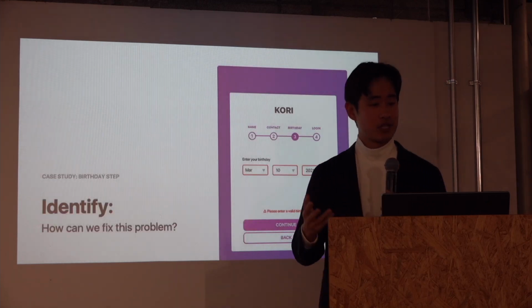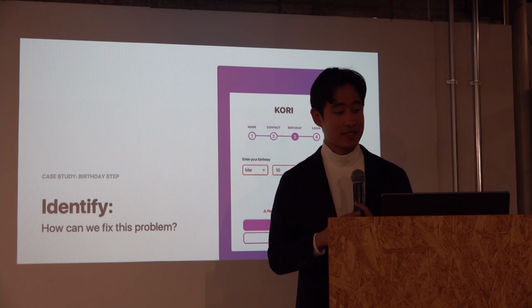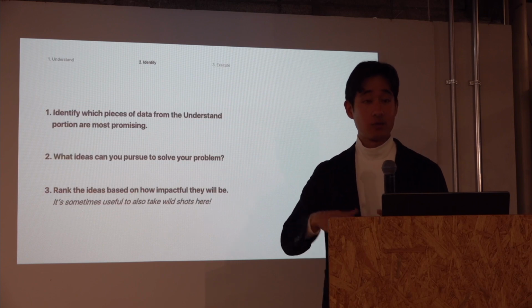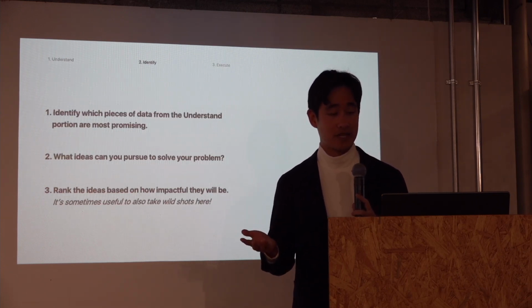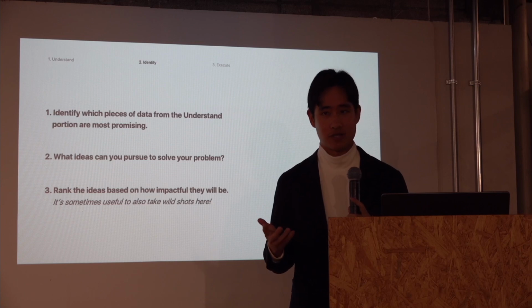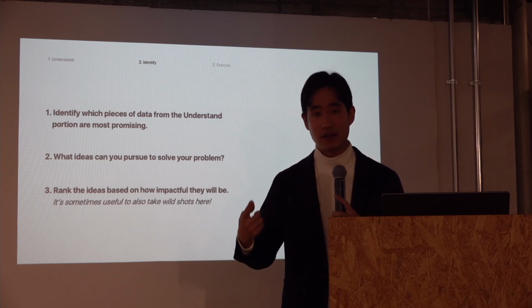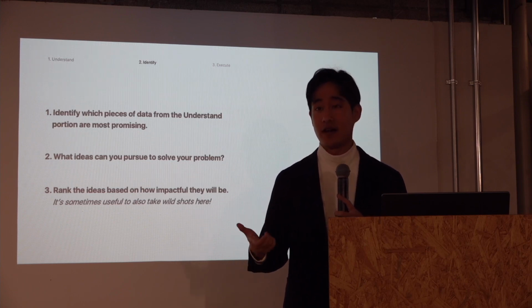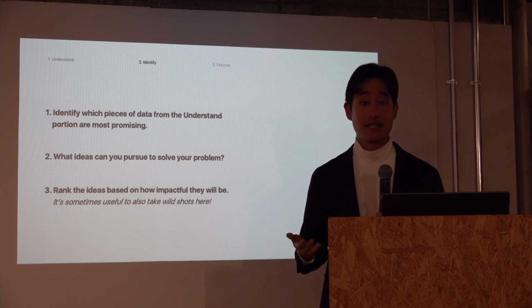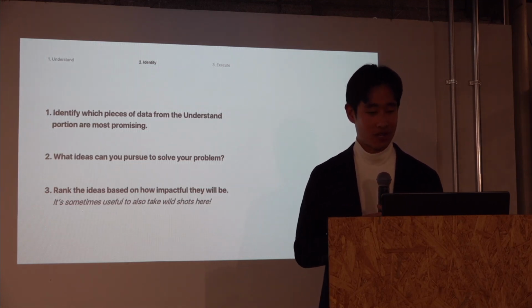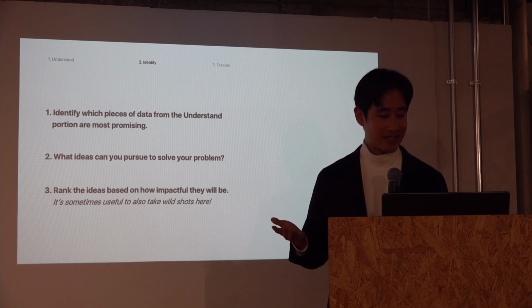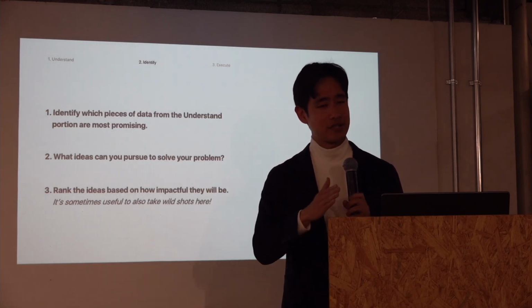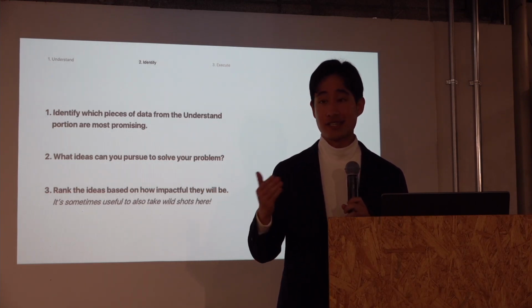So with all of that information, let's move on to the second step, which is identifying. How can we fix the problem that we've just identified? So with this step, you want to see which pieces of data from the understand portions are most promising. And again, we've identified that, okay, a lot of users are spam clicking the continue button. They're not able to continue onwards because it's an invalid birthday. And we want to ideate on what ideas we can pursue to solve the problem. Lastly, you want to rate the ideas based on how impactful they will be. And it's also sometimes useful to take wild shots that are completely different from all the other ideas you've had, just to test out something new.